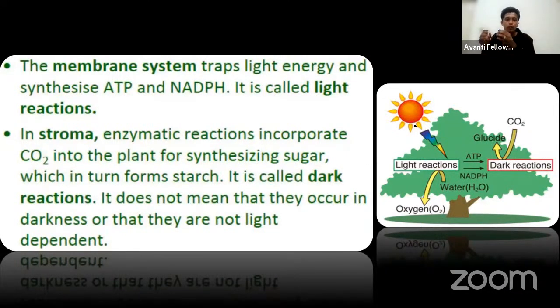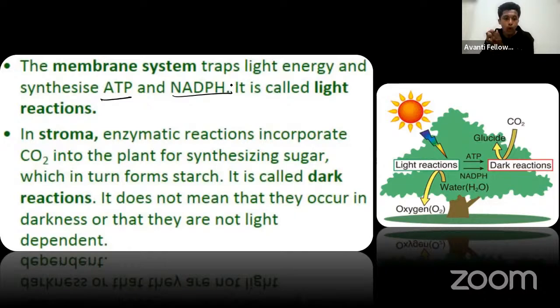During the process of this light reaction, which is happening in our grana, like the chloroplast grana, ATP, which is an energy molecule, and NADPH are produced as byproducts of the light reaction. So that happens in your grana region.